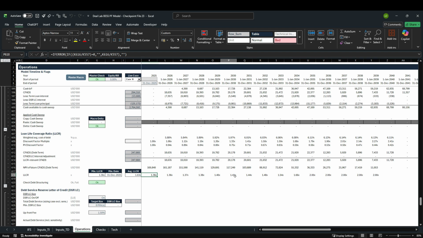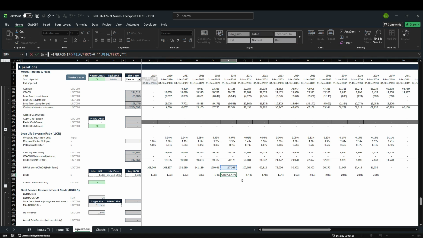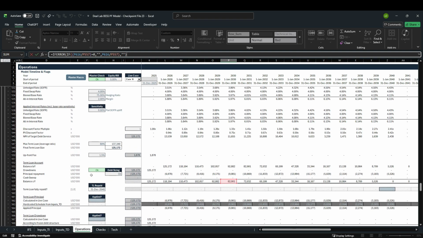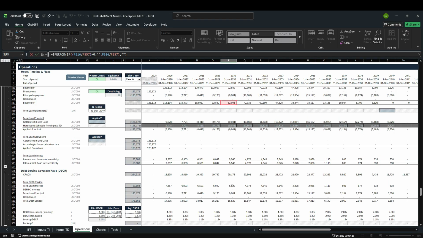And just so you understand conceptually what we're doing here, the formula has already been implemented. So what we do here is we take our NPV of future CFADS in that period and divide those by our balance carried forward of our term loan. And that's basically the end of period outstanding debt balance.